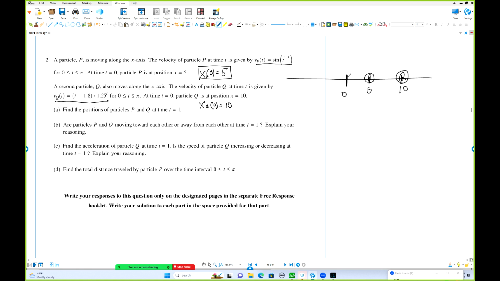Are you okay with this? All right, now let's find the positions of particles P and Q at time t equals 1, okay? The velocity at time 0 is given by the functions, but at time 1, we don't know, right? So how can you find it at time 1?